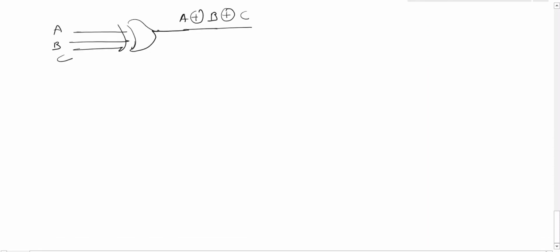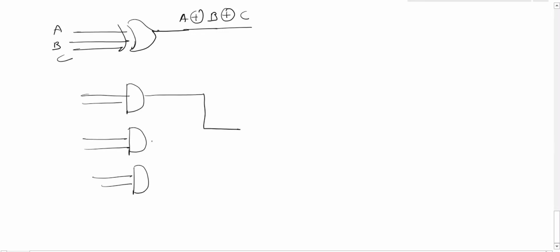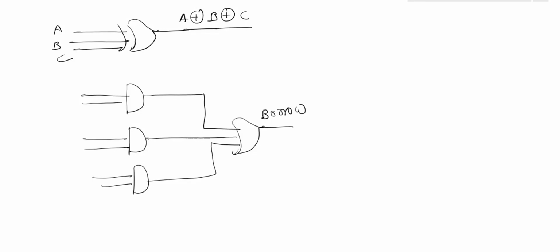There are 3 AND gates required. First, second, third. And finally I am going to OR them together, which is nothing but the borrow. The inputs given are as per the expression of the borrow, which is A bar B.